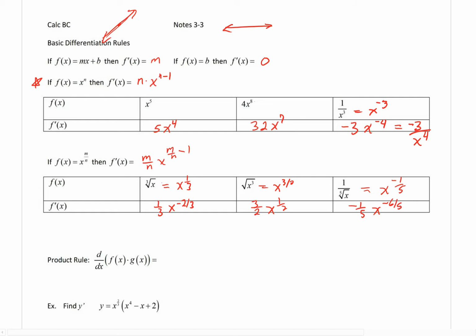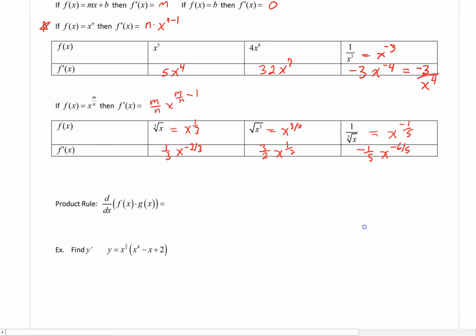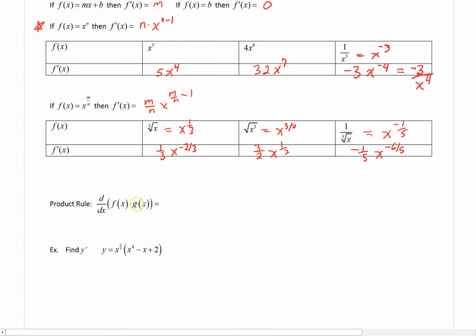Nice shorter lesson today. I hope as you're looking at this, this is making sense to you, that you've seen this a lot. The product rule. My goodness, if you have two functions multiplied together, if you're going to take the derivative of them, it's the first function multiplied to the derivative of the second plus the derivative of the first function multiplied to the second.